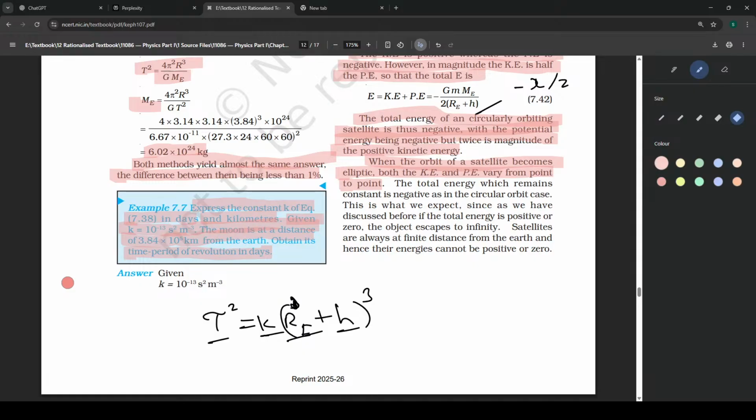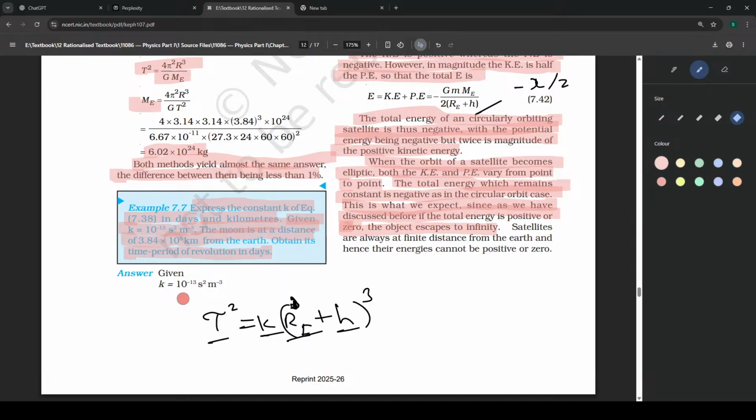As the satellite moves along the semi-major axis, or basically the longer axis, the potential energy reduces, and thus the speed of the satellite increases. And when it comes closer and the potential energy increases, the kinetic energy will decrease, but the total will be conserved. The total energy which remains constant is negative, as in the circular orbit case. This is what we expect, since as we discussed before, if the total energy is positive or 0, the object escapes to infinity.